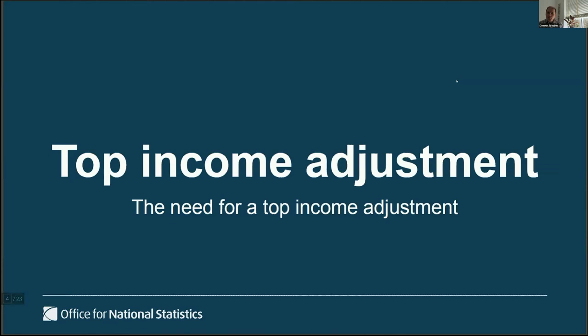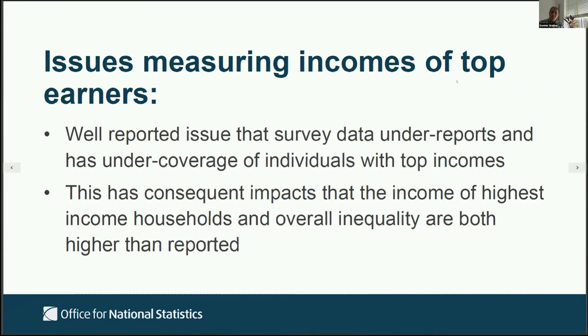So now we've set the scene, I'm going to talk a bit about the top income adjustment. And first, why do we need a top income adjustment in income stats? There are well-reported issues with measuring top incomes in household finance surveys. The issues stem from a mixture of both underreporting and undercoverage of individuals with top incomes. Underreporting: we think that when we get the very richest people in our surveys, they tend to underreport the amounts of income that they have. And also the number of very rich individuals that we survey, we believe to be an undercount of the true number of very rich people out there in society.